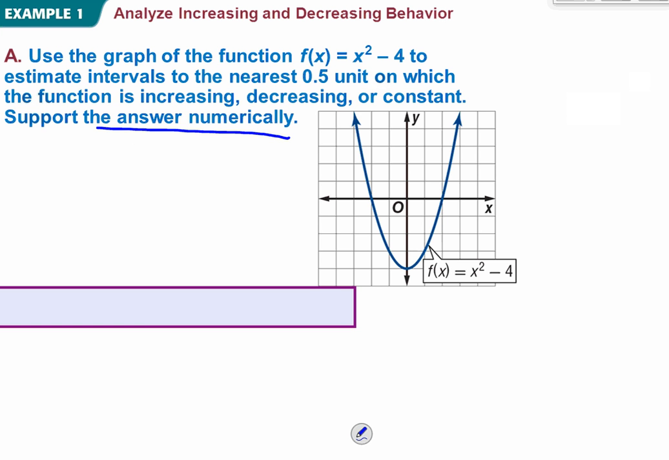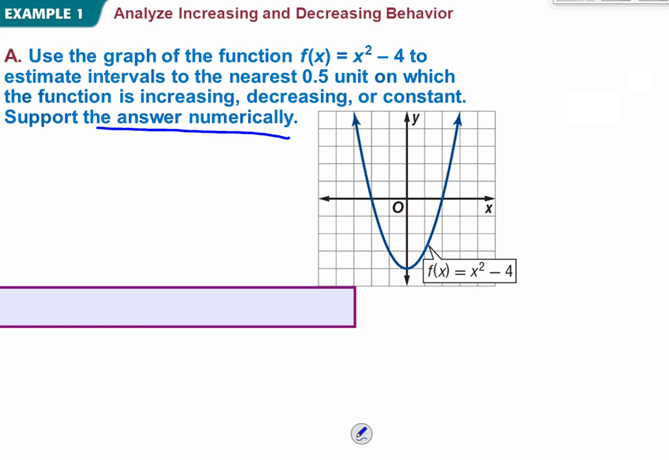But will you put that in y equals? The reason I asked you to do that is we're going to look at a table of values and go by 0.5s. It says estimate intervals to the nearest half of a unit on which the function is increasing, decreasing, or constant, and support your answer numerically. So for this one, do you agree that it has a minimum at x equals 0, correct?